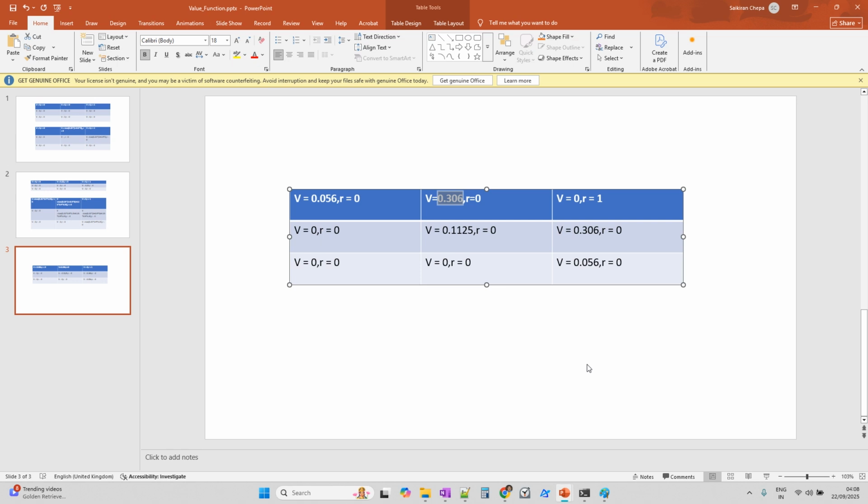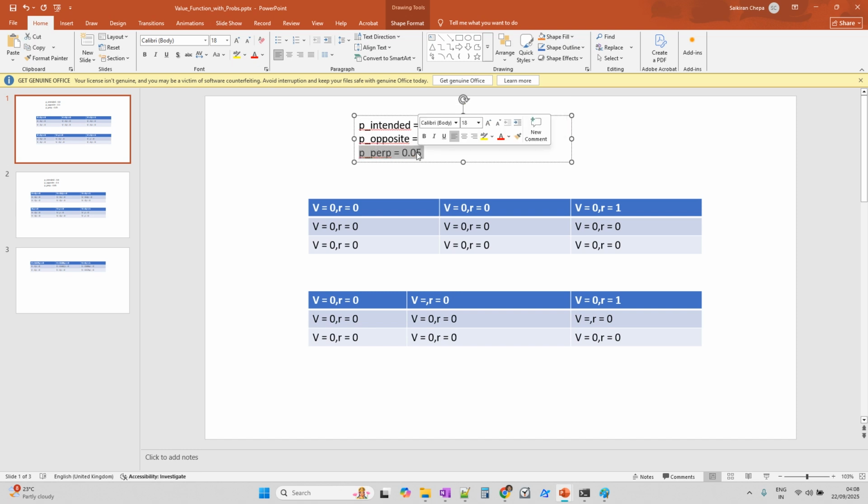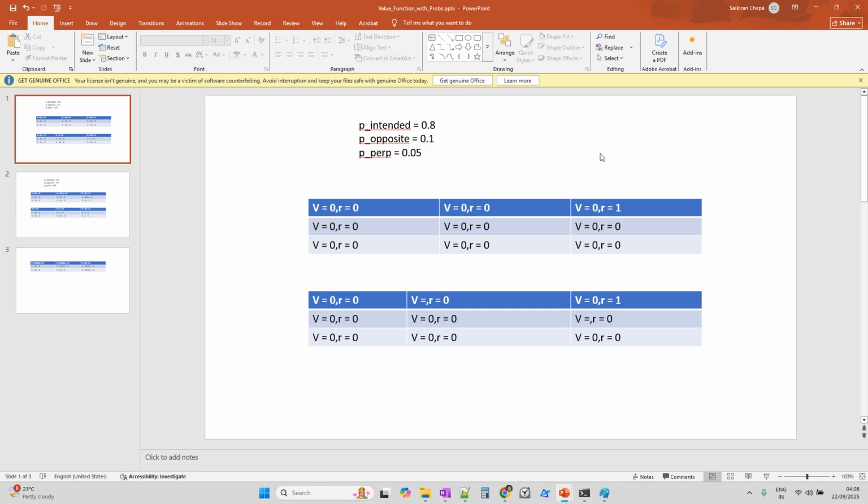Now let's see the case when the probabilities are not the same. For example here, if it goes in the intended direction, the probability is 0.8. If it goes in the opposite direction of the intended direction, it is 0.1. If it goes in the perpendicular direction to the intended direction, the probability is 0.05. What this means is, if he is here and up is the intended direction, then up has probability 0.8, the opposite direction, down, is 0.1, and the perpendicular directions are 0.05. So let's calculate these values now.